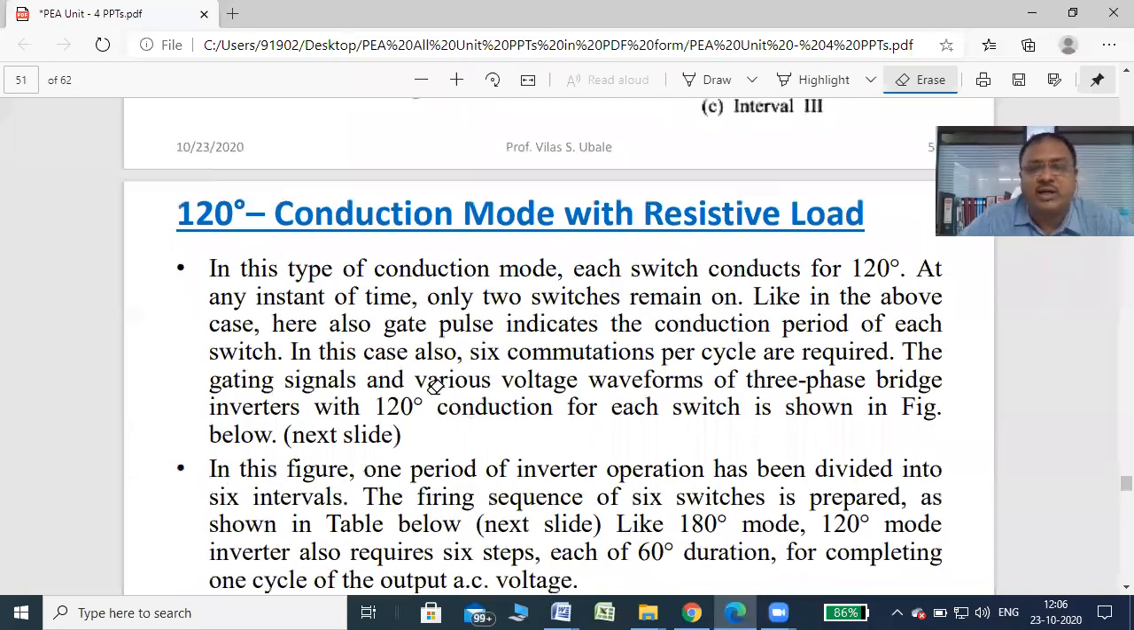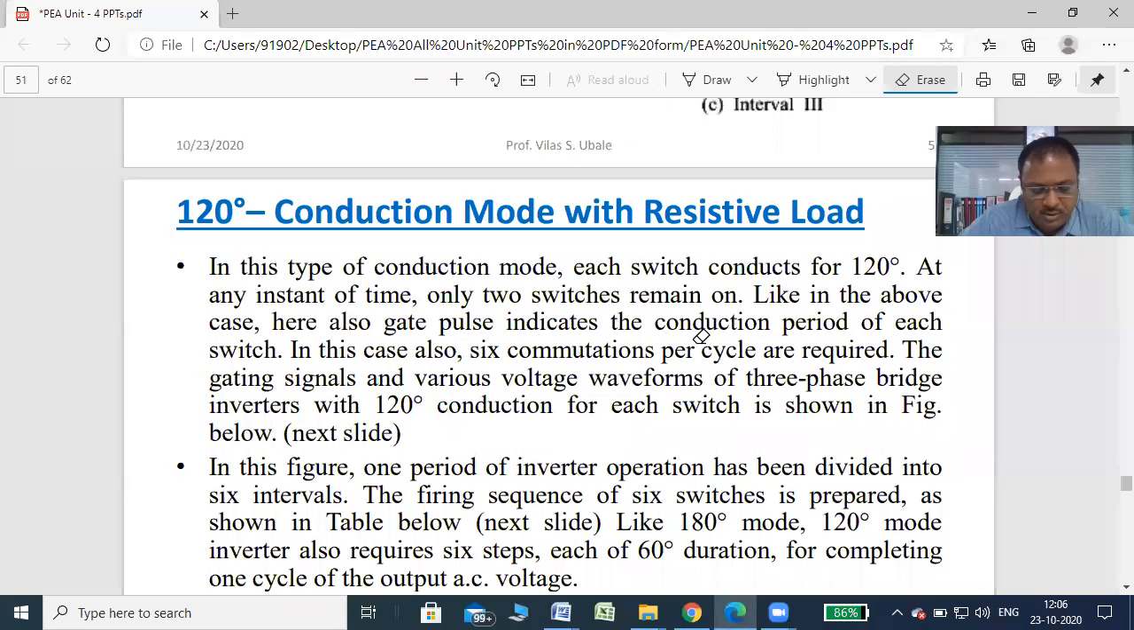Now we will go for the next conduction mode, that is called 120 conduction mode with a balanced R load, resistive load. Inductive load is not a part of your syllabus. So we'll not see the working of this three-phase inverter for inductive load. As per your syllabus, just balanced R load is given, so that is your resistive load. So we'll go for the second one, called the 120 conduction mode.